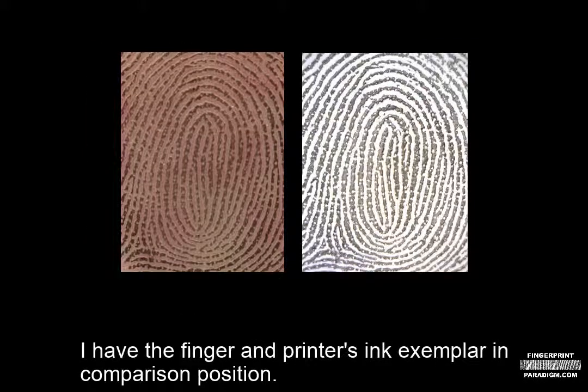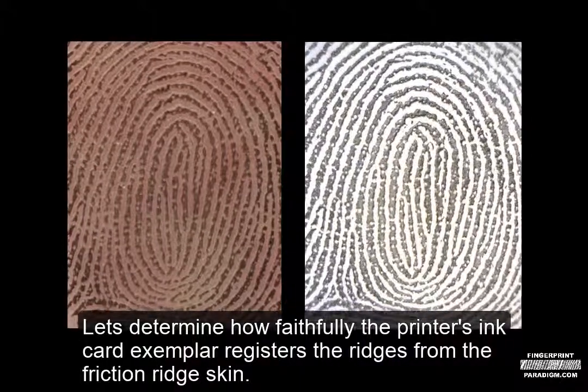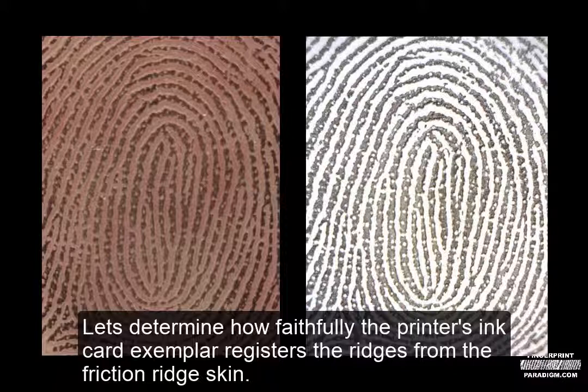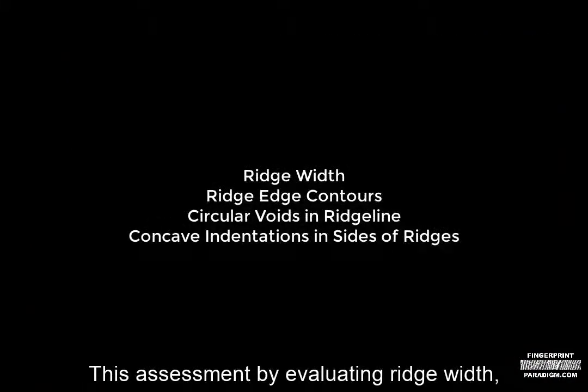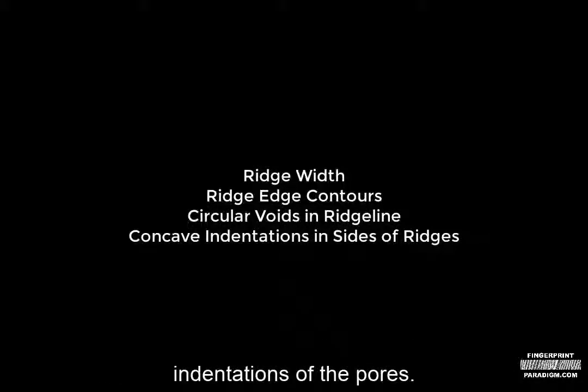Have the inked finger and printer's ink exemplar in comparison position. Let's determine how faithfully the printer's ink card exemplar registers the ridges from the friction ridge skin. Assessment by evaluating ridge width, ridge edge contours, circular voids in the ridge lines, and the concave indentations of the pores.